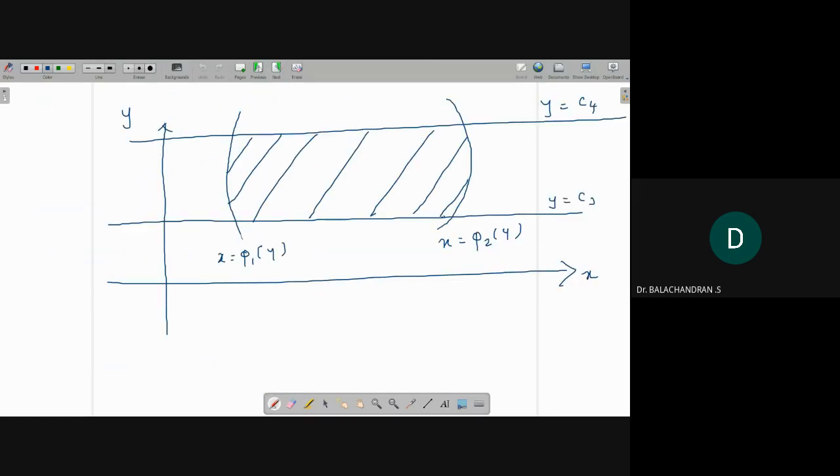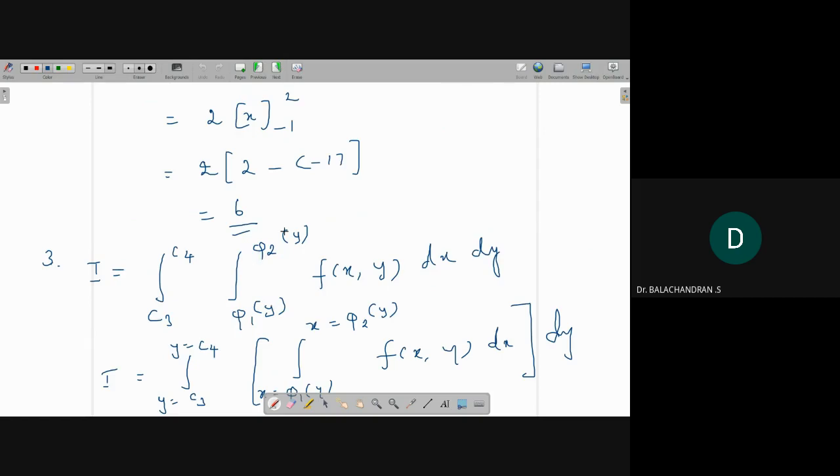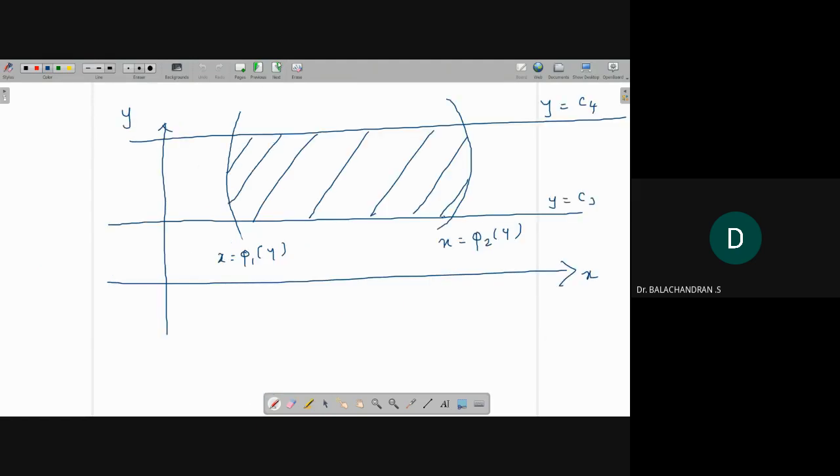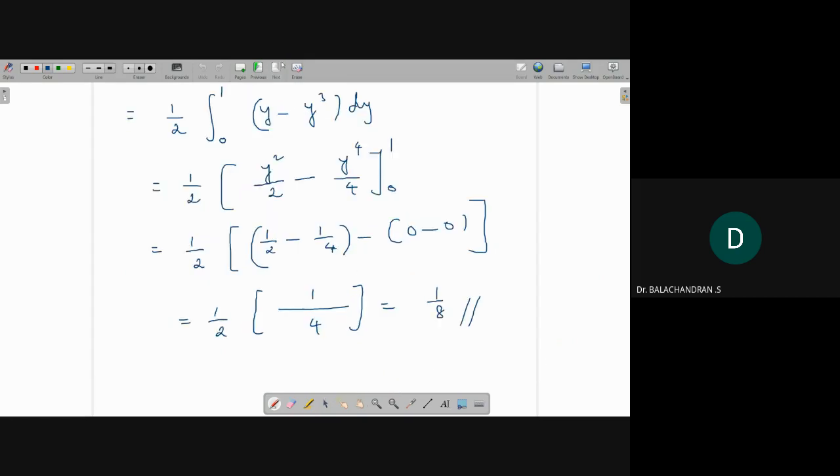Third one is the innermost integral is a function of y. The outermost integral is constant. Always the outermost integral is constant. Here, it's a function of y, which means x is varying. I have dx, no problem. So first I am integrating with respect to x and then with respect to y. Using this idea also, we solved one problem.